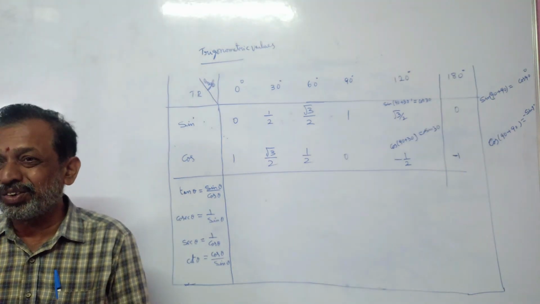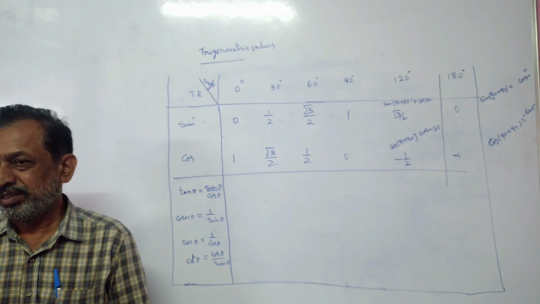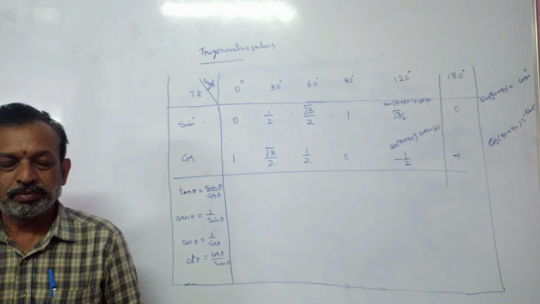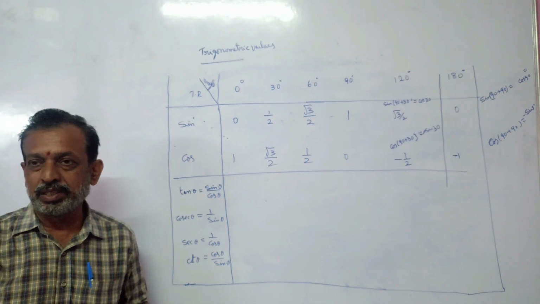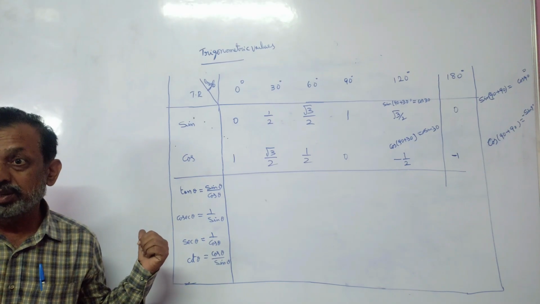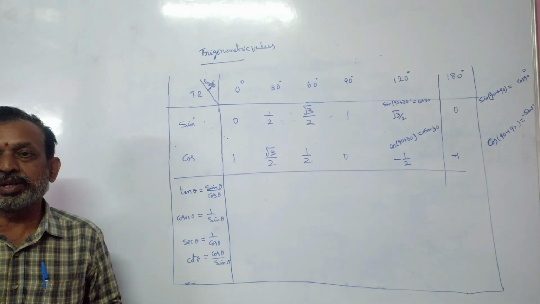Sin 60 is equal to cos 30. This is the relation. Sin 60 has the same value as cos 30.